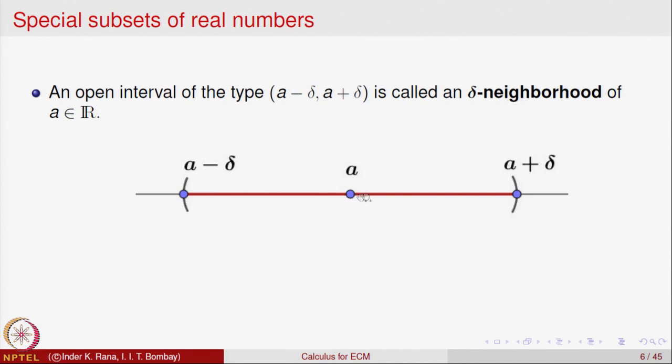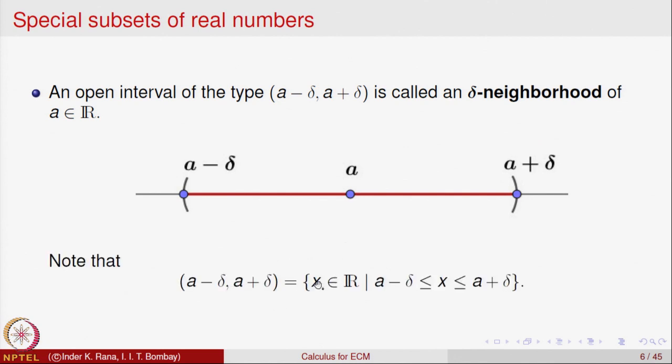So, all points in this segment excluding a minus delta and a plus delta, this is an open interval, its length is 2 delta, delta on this side and delta on this side. This is called a delta neighborhood of the point a. So, such types of intervals are normally called delta neighborhood of the point a. So, we will be using this in our future discussions. So, keep this in mind.